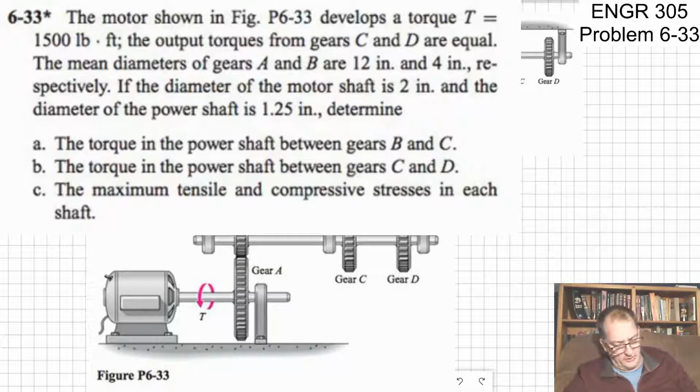We're going to start with find the torque in the power shaft between B and C. Find torque B to C. Okay. No problem. I'm good with that. Let's just start with that, and then we'll go back to the problem statement as we need to.